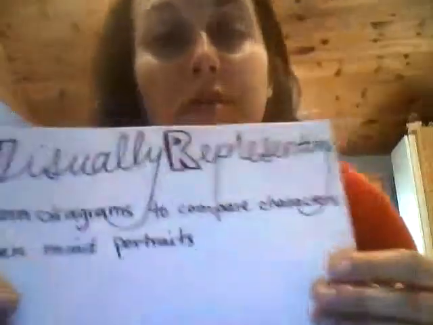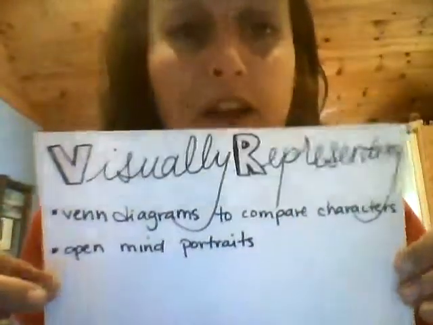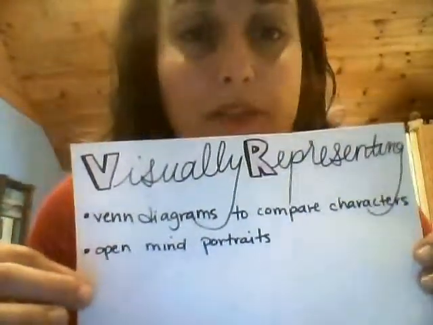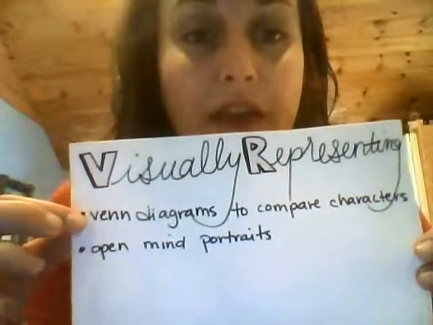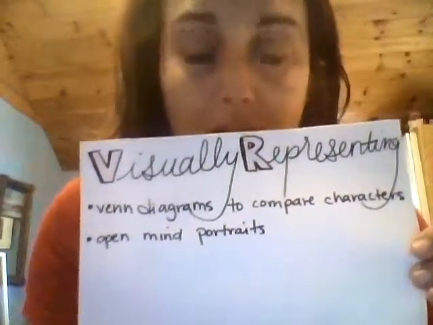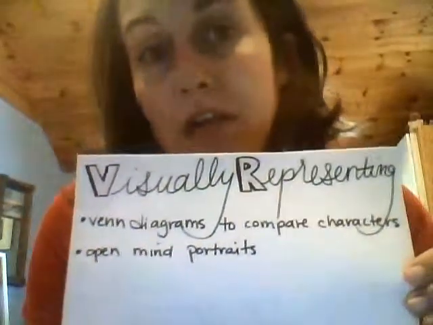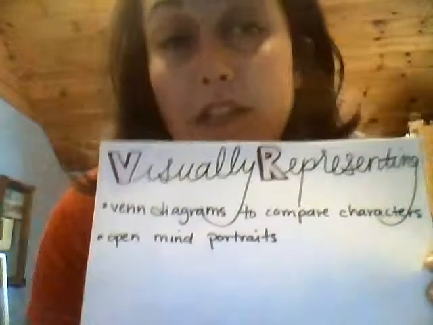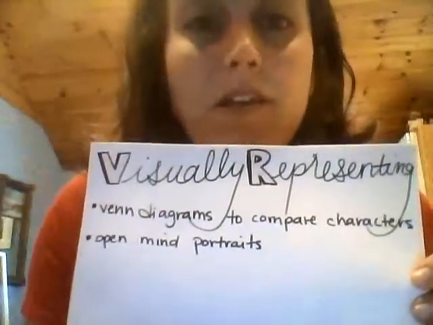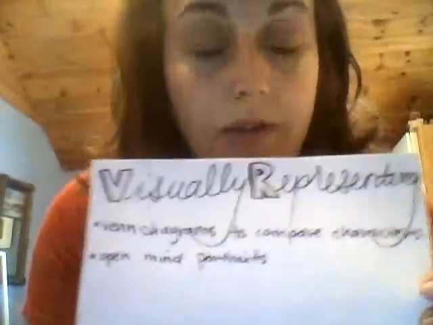For visually representing, the students did a lot of diagramming and visual representation through things like Venn diagrams, and they compared characters with the Venn diagrams, which is a great way to do it, and also open mind portraits to dive deeper into the characters and their personalities and how the author built the character.